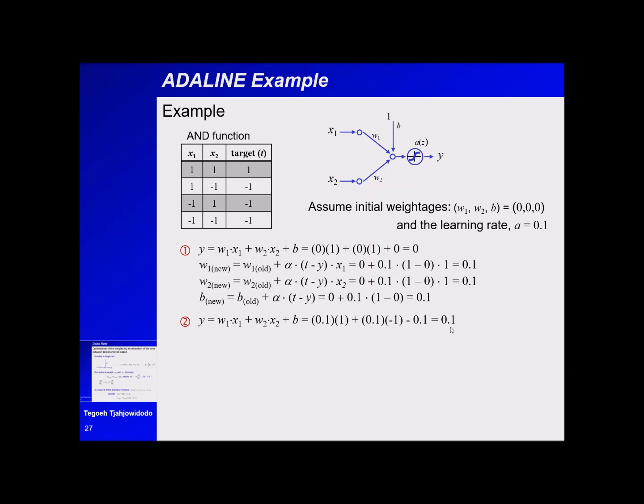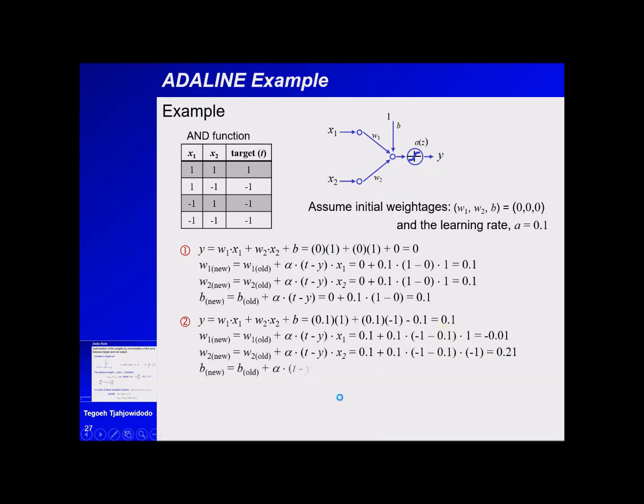Then I will update the W1 again. Same thing like before, I use the current W1, which is 0.1, plus the learning rate times the difference between the target and the current output. The current output is 0.1 now, and the target now is negative 1. So it will be negative 1 minus 0.1, times the first input on the second data set, times 1. It will be equal to negative 0.001.